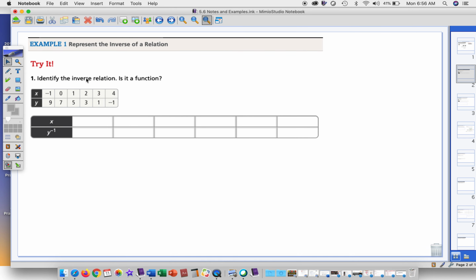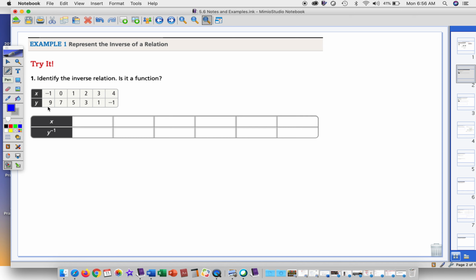So let's try the try it. We're going to identify the inverse relation and then determine if it is a function or not. So go ahead and try this. Set up the table by interchanging the x and y values. Okay, I'm going to do it as well.